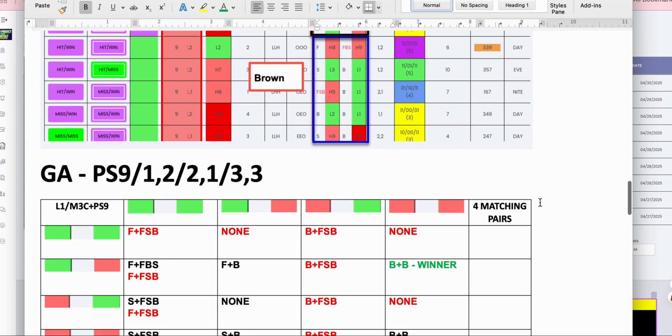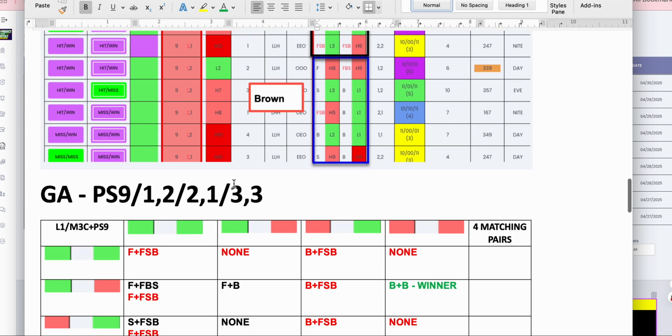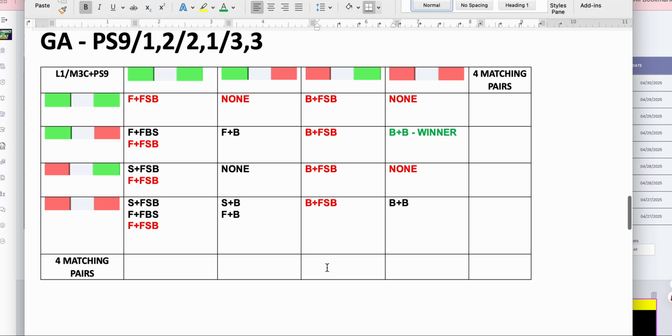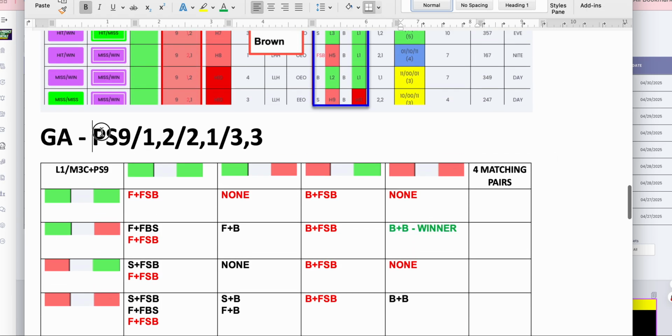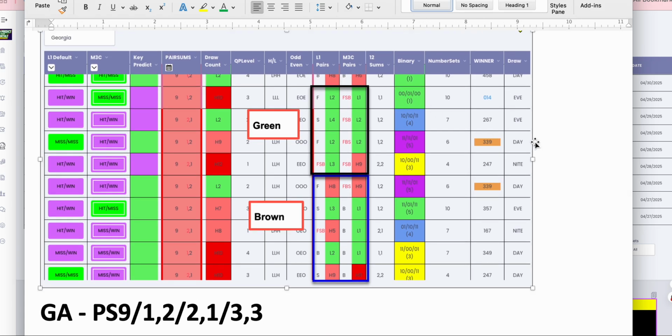So let's add the third page. We're adding the third page to L1 and M3C. We're adding PS9, which includes 1, 2, 2, 1, 3, 3, like that. And look what we get. Come on, man, you cannot beat that. Look at that. Yes, the winner jumped patterns. Of course it jumped patterns because you're dealing with a different page. You're dealing with 3 pages. The 3 pages could have different colors up here, the draw colors, but they still must have the same pair pattern. See, back to back. Look, back, back. It came out brown, brown, but it still has back, back.